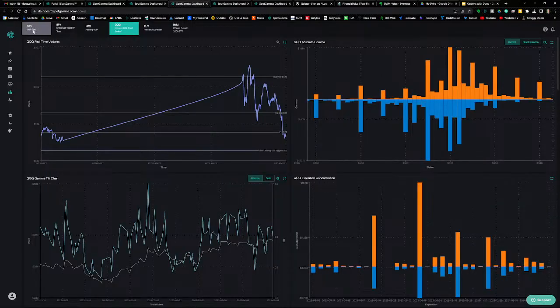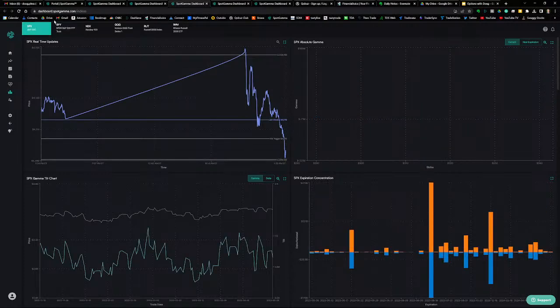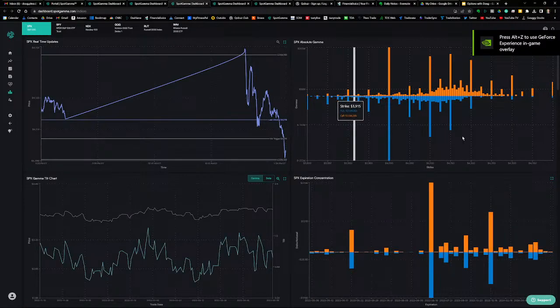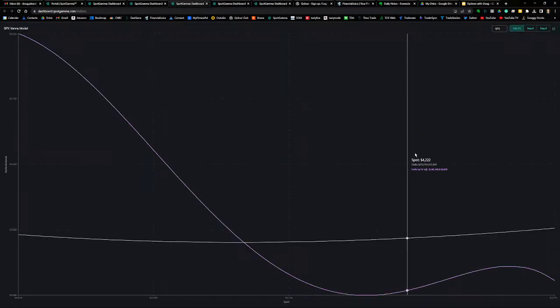All right, let's take a look at one other thing here. I'm going back to SPX. Looks like I'm going to need to do a refresh again. And what I want to look at is this Vanna model. And this is really interesting today. What this chart is showing is market makers' delta notional on the vertical axis and how that changes with changes in price shown on the horizontal axis.